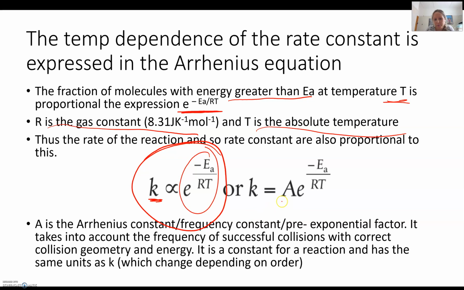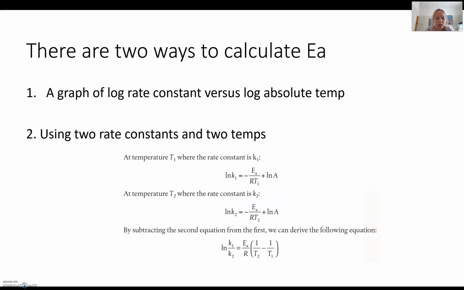Now, sometimes you'll see it expressed as this with an A in front. A is the Arrhenius constant. Okay, now that takes into account the number of successful collisions with the correct geometry and activation energy. It's a constant for a reaction, and it has the same units as k, which will depend on the order of that substance. But often you'll just see this is what we need to deal with. But please be mindful, sometimes that constant will be in there, and you'll see how we do the problems in a second. Okay, so there are two ways to calculate EA, and your exam could ask you either of these.